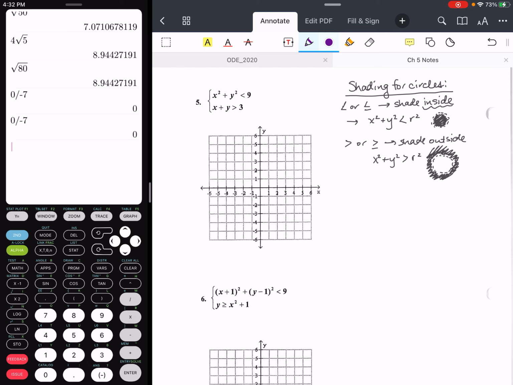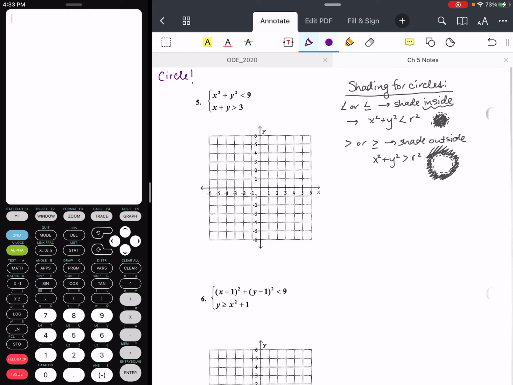In these next couple of examples, now we will be graphing systems of inequalities, but they're not all linear now. So for example, if you look at number 5, that very first inequality says x squared plus y squared is less than 9. When we have x squared and y squared, remember that that's a circle, right? So this represents a circle. I can tell that by the x squared and the y squared.